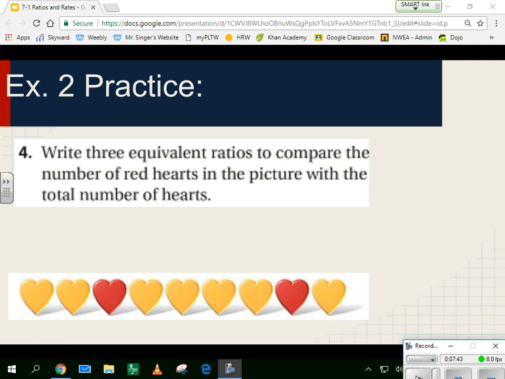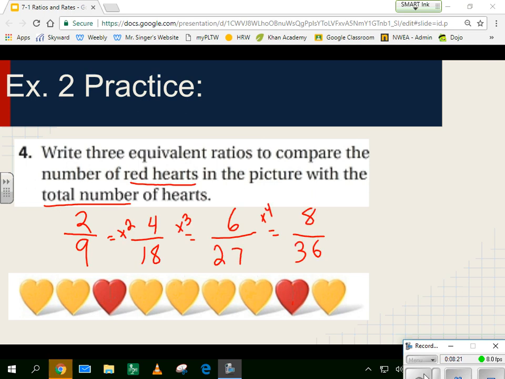All right, it's your turn now to write 3 equivalent ratios to compare the hearts in the picture to the total number of hearts. So this is a part to whole example. We're looking at red hearts and total number. I'll even help you with this. If I write it as a fraction, the red hearts, there's 2 of them. 1, 2. You don't even see the red line I made. And then the total hearts is 1, 2, 3, 4, 5, 6, 7, 8, 9. So your ratio is 2 to 9. Now, go ahead and make 3 equivalent ratios. Come back when you're done.